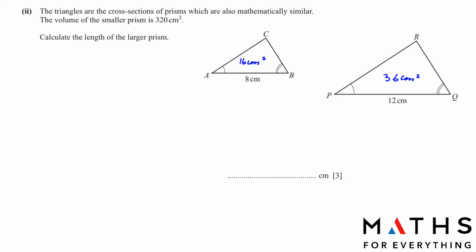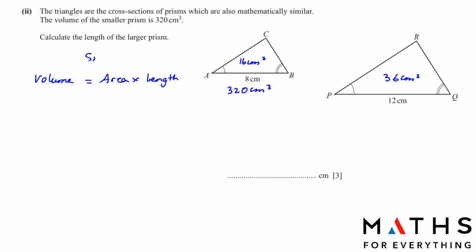The next part of the question, the triangles are the cross sections of prisms which are also mathematically similar. The volume of the smaller prism is 320 cubic centimeters. We have to calculate the length of the larger prism. So there's a lot of things that you need to know here. Volume can also be found by area multiplied by length.